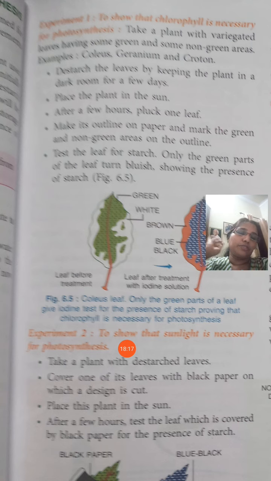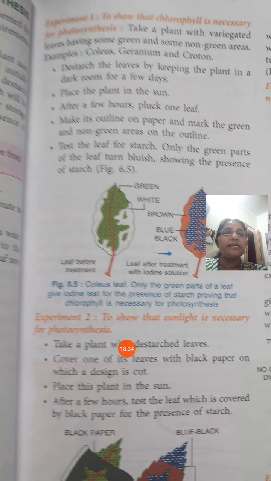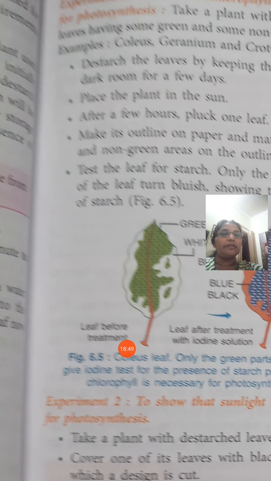Another question for the board exam was: write an example of a variegated leaf. Examples of variegated leaves are coleus, geranium, and croton plant. Here you can see a variegated leaf. Then destarch the leaf by keeping the plant in a dark room for a few hours. You know what destarching is. After keeping it in the dark room, the whole starch inside the leaf is removed. Then we place the plant in the sun.